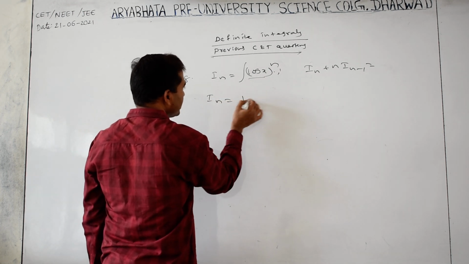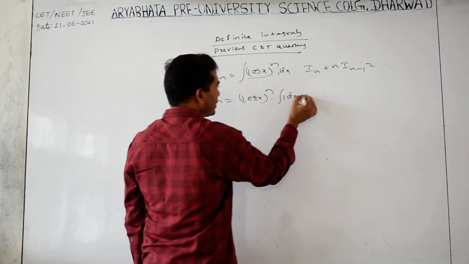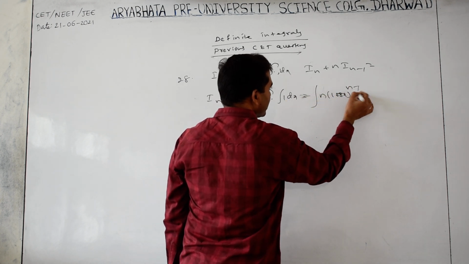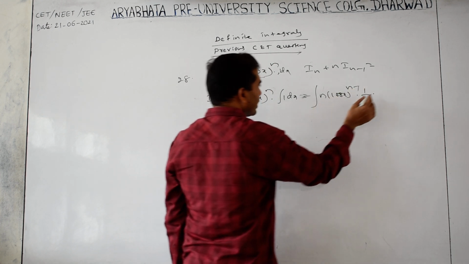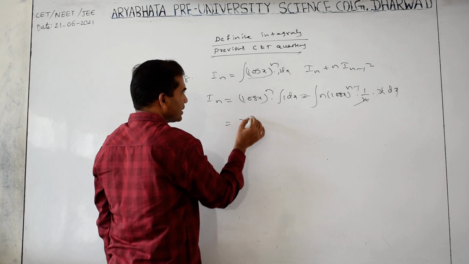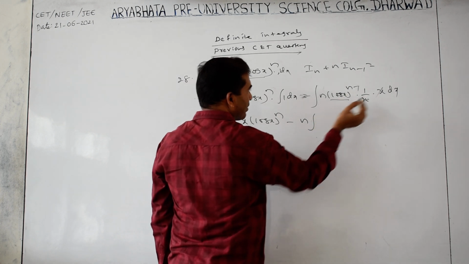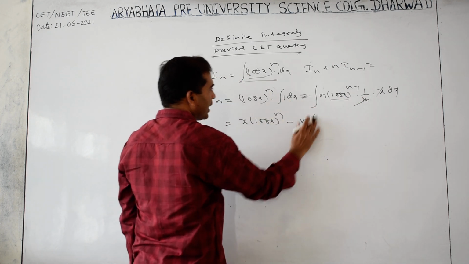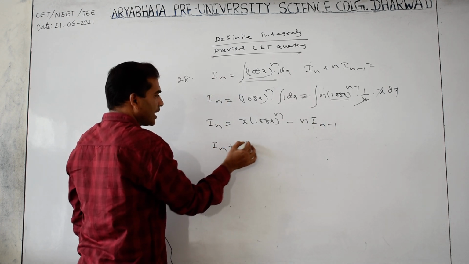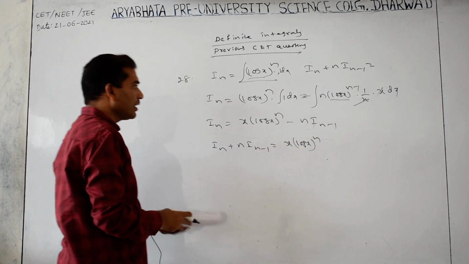I n equals integration of u v, where u is log x whole power n, v is integration of 1 dx, minus derivative of log x, which is n into log x whole power n minus 1, log x derivative is 1 by x, and integration of 1 dx is x, which gets cancelled. So integration of 1 dx gives x into log x whole power n minus n log x whole power n minus 1 integration, which is I n minus 1. This is I n plus n into I n minus 1 equals x into log x whole power n.